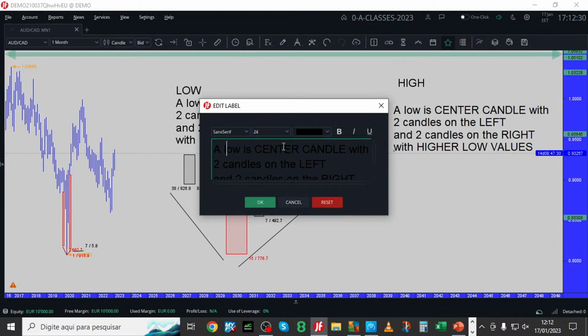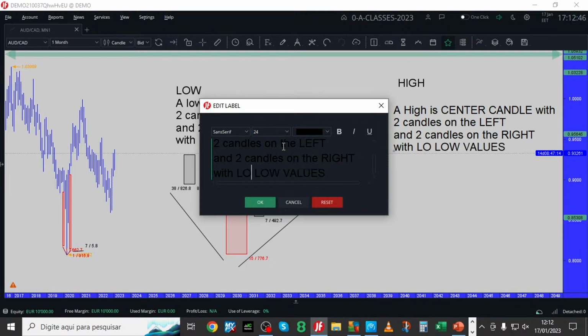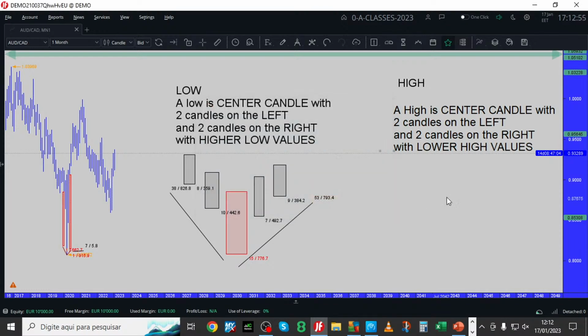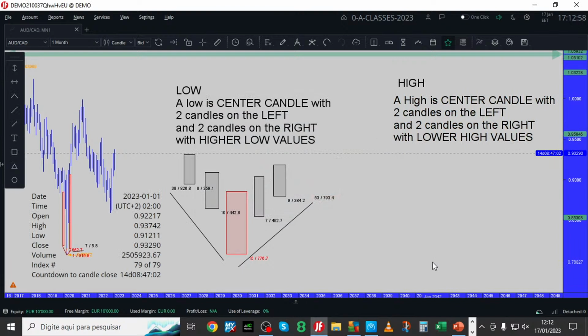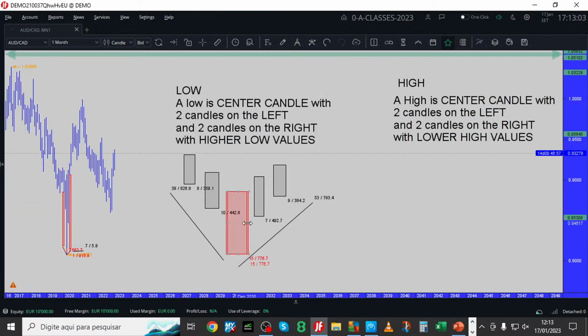So if a low is a center candle, a high is a center candle with two candles on the left, still remains, and two candles on the right, just in reverse, with lower high values. Just the opposite, everybody, with lower high values. Okay? When we are done, take a screenshot with your cell phone or computer. So what is a high?